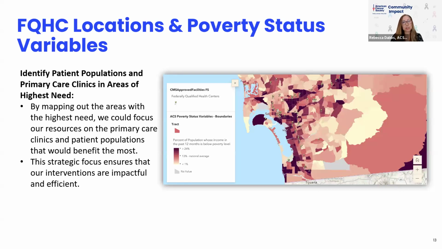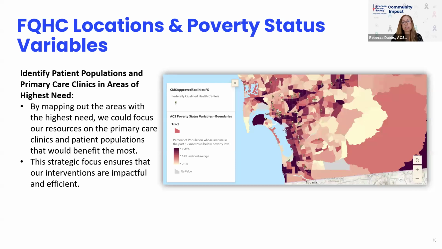So this image shows us the poverty status broken down by census tract in San Diego County, with the darker areas representing a higher concentration of population below poverty levels. And the pins represent the locations of federally qualified health centers. Understanding the poverty status of San Diego County and where those FQHCs are located was really key in identifying which health partners to work with on this project.